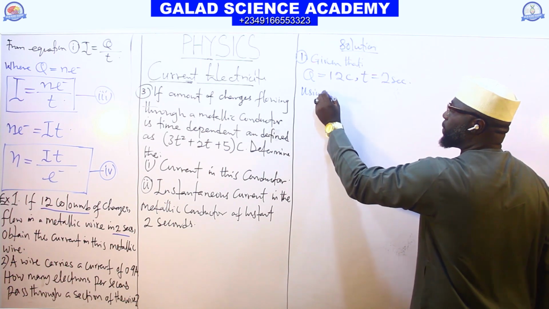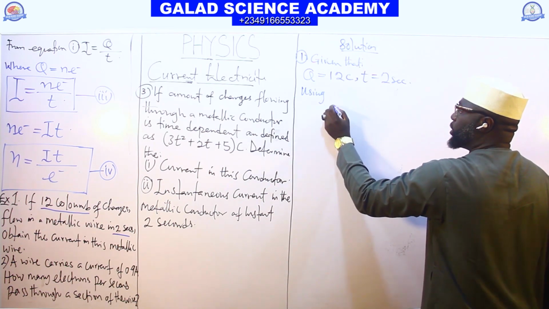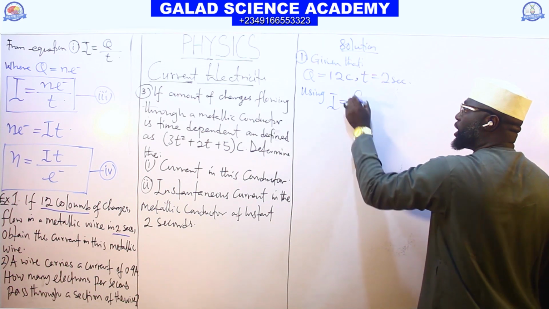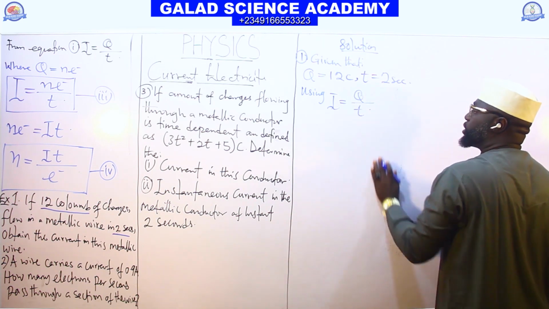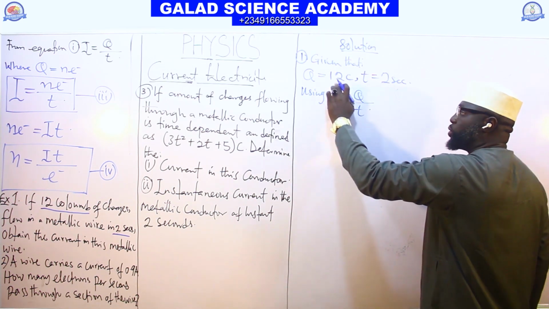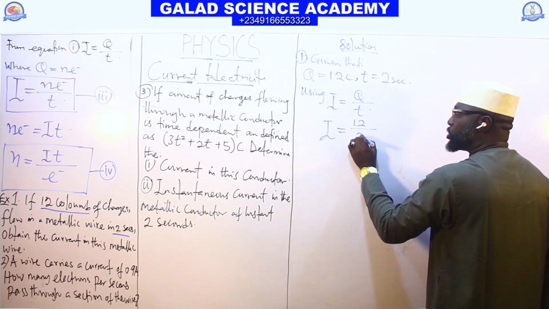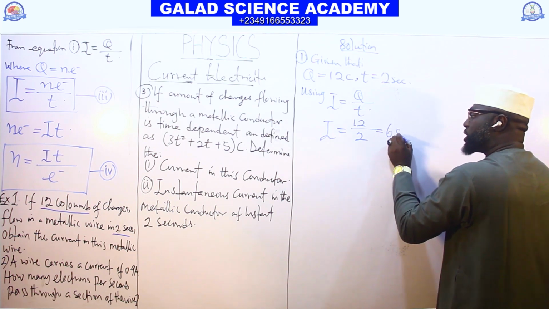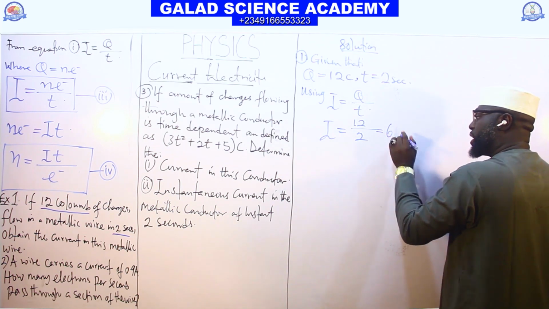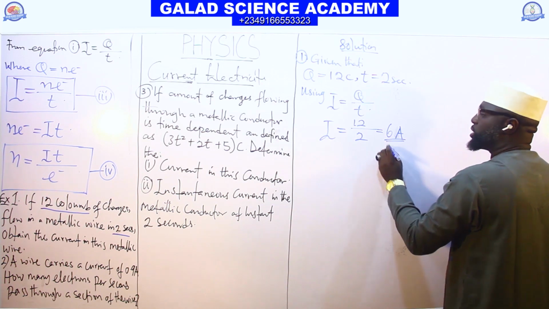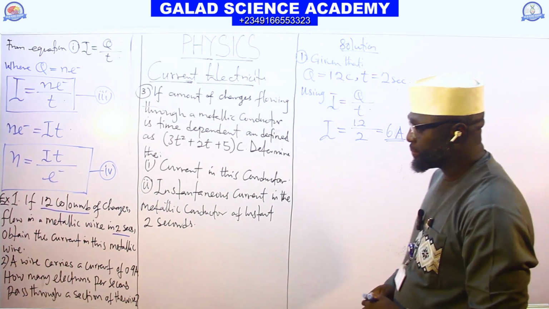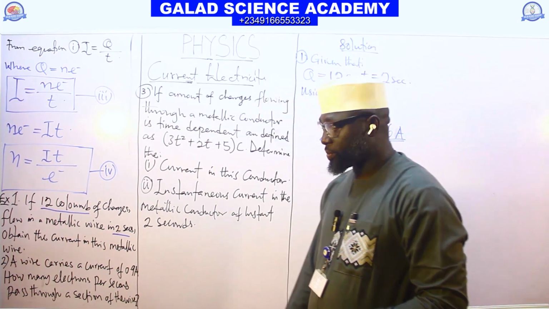equation 1, I is equal to Q over T. So what is the Q? 12. You have 12 divided by 2 to give us 6 ampere. So the current there is 6 ampere.